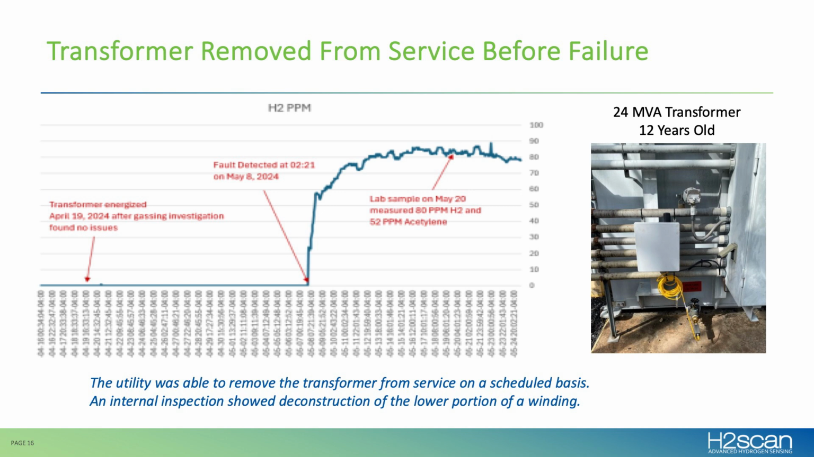The manual sample showed about 80 ppm of hydrogen and 52 ppm of acetylene. Of course, when they saw the 52 ppm of acetylene, they scheduled an outage, took the transformer out of service, again did an internal inspection, and found that actually the lower part of the winding was coming apart. So this was permanent damage that was done to the transformer.